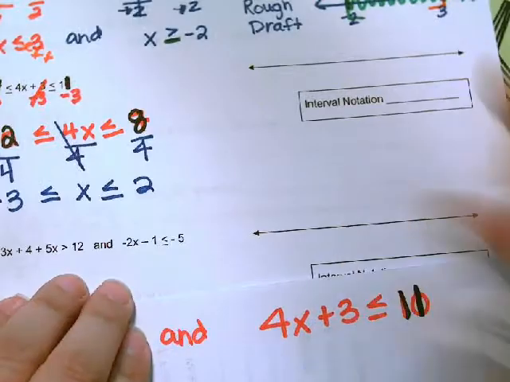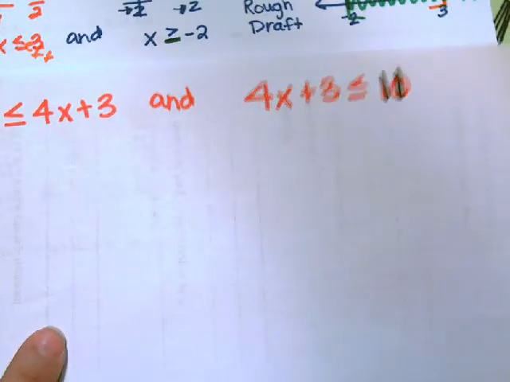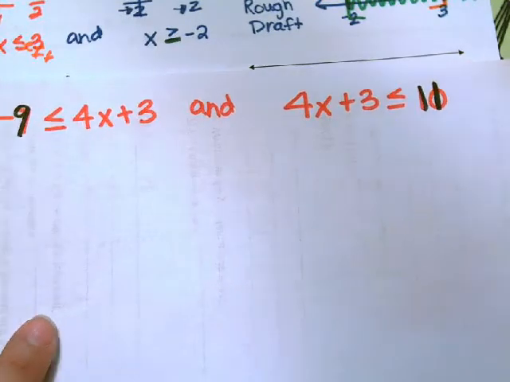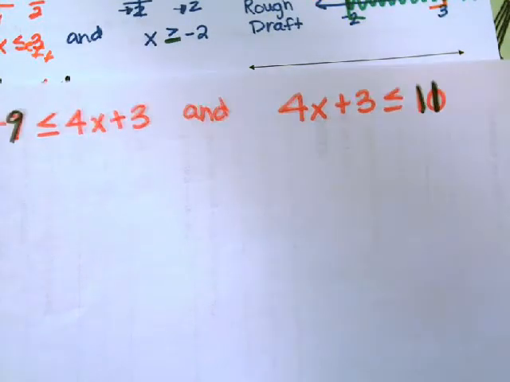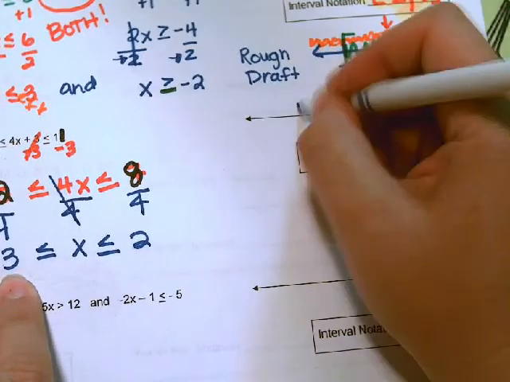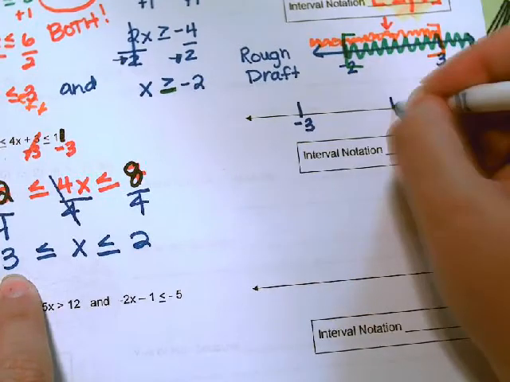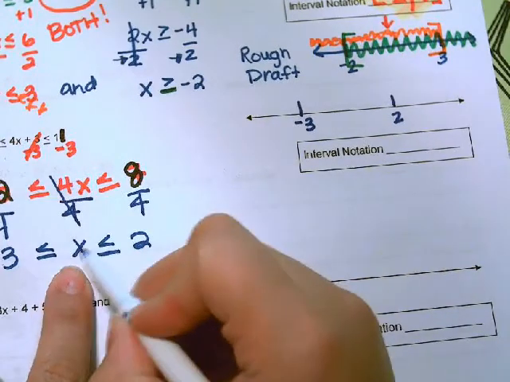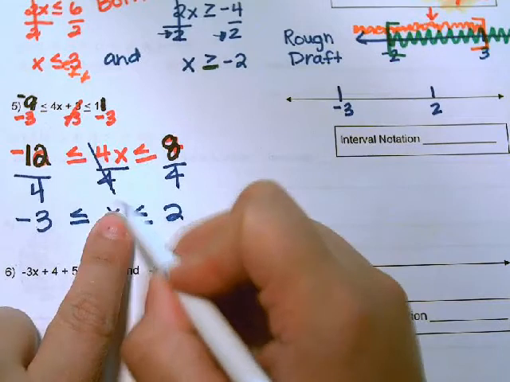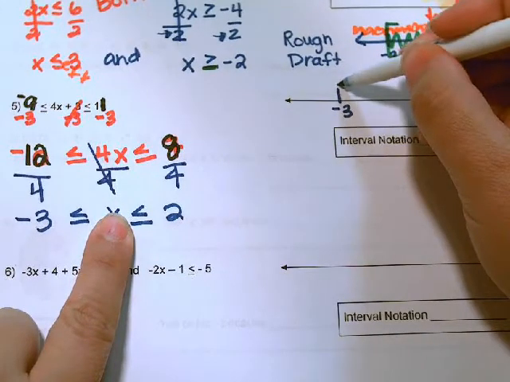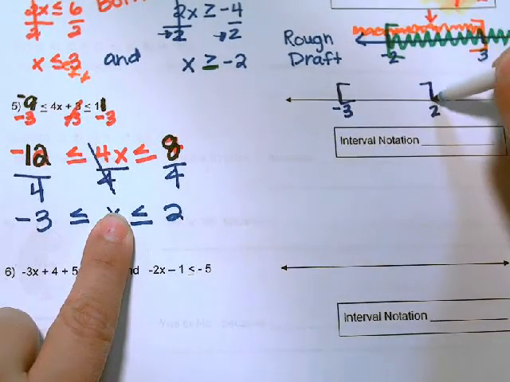Okay, so now if we solve them separately, we would get the exact same thing. If that just looks easier for you to do, you can do it that way. So now to graph this, it's saying everything, just like the x's in between, we need to shade everything in between -3 and 2.